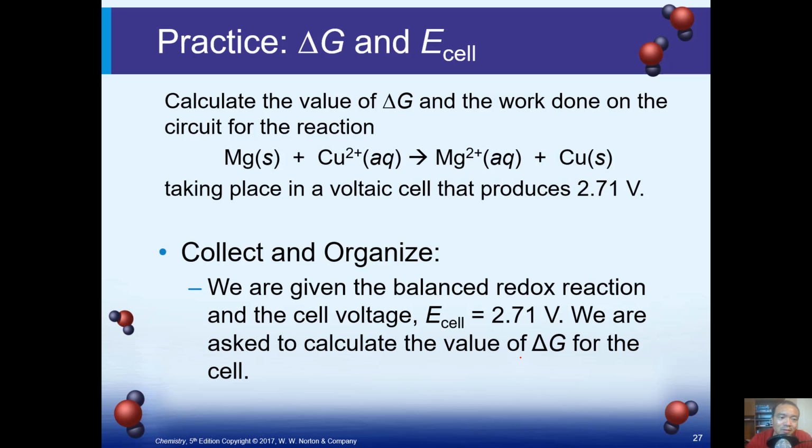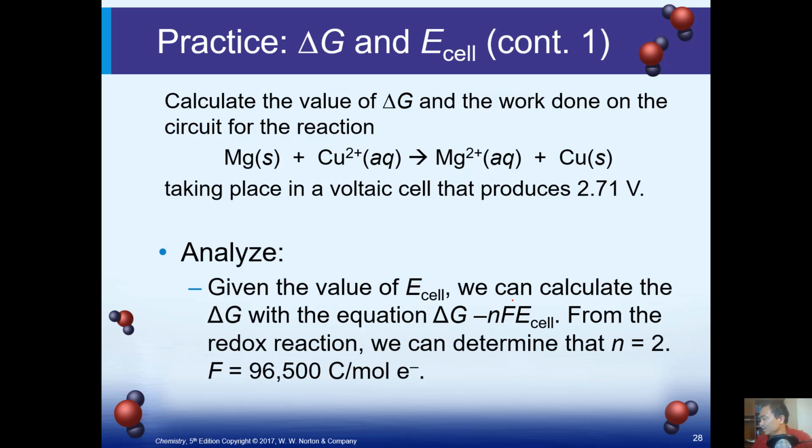Let's do an exercise. Calculate the value of delta G, Gibbs free energy, and the work done on the circuit for the reaction listed below: magnesium reacting with copper ion, which generates magnesium ion and copper metal. We are given the balanced reaction, and the cell voltage E cell is 2.71 volts. We are asked to calculate the value of delta G. To remember, delta G is always negative N times F times E cell.